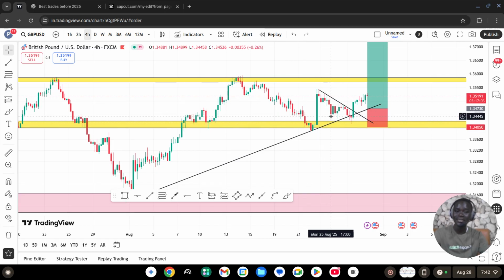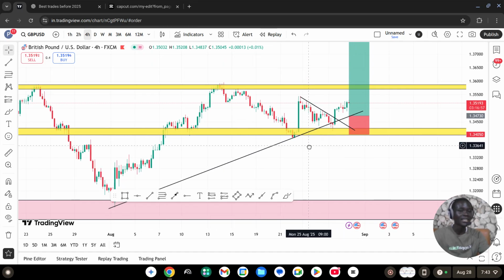Most people started entering from this area, but I was patient, because I know the third touch of the trend line always does the trade, guys. So when the market pulled back again, you see the market came and stopped out some of the people who had already entered from this side.